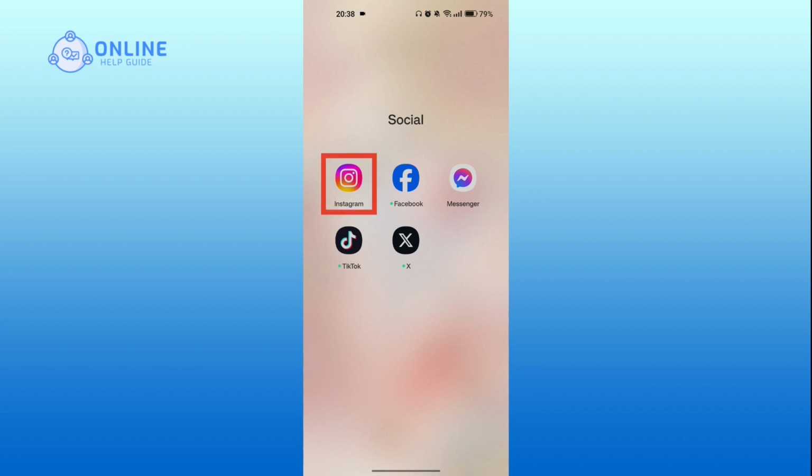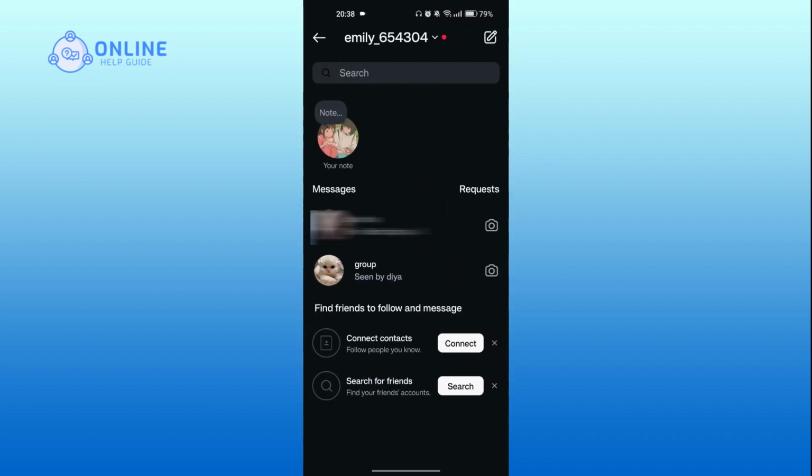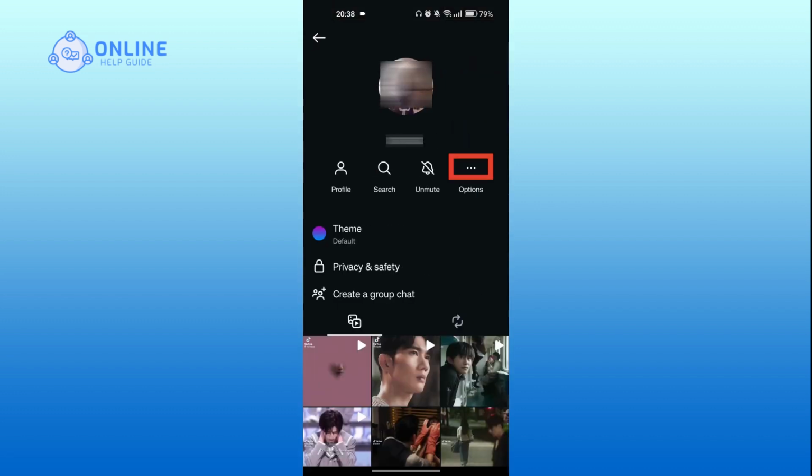First, open Instagram. Tap on the messenger icon at the top right. Then open any chat. Tap on the person's profile at the top. Tap on the three dots at the right. Then tap on Restrict.